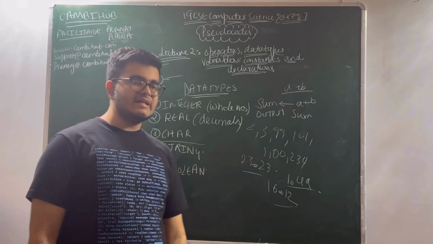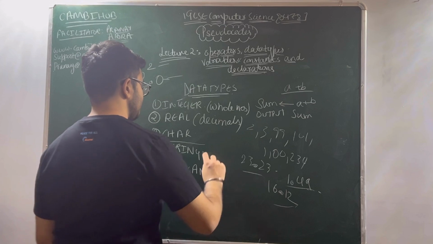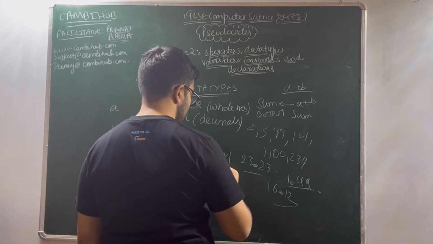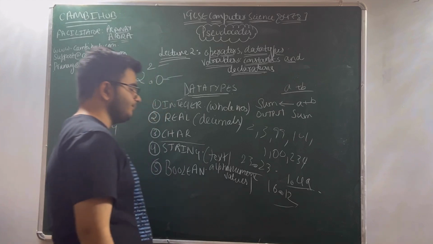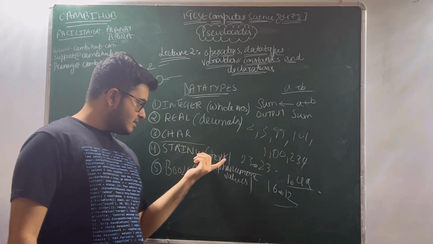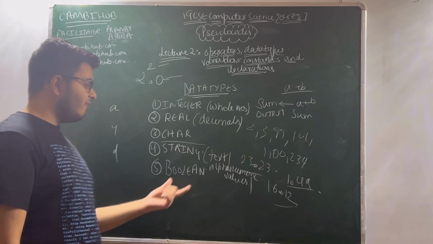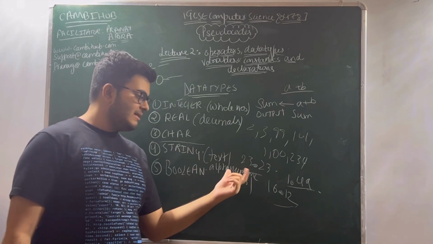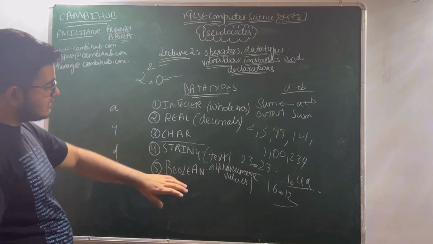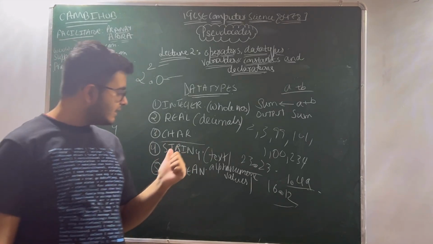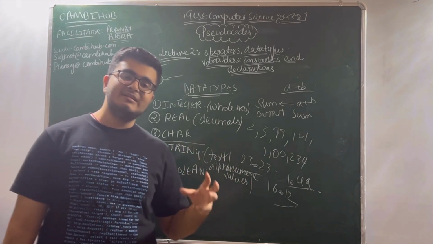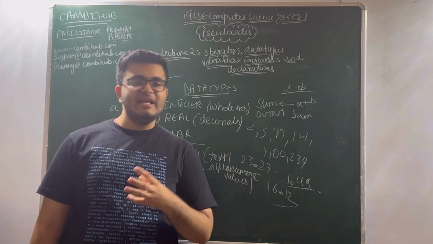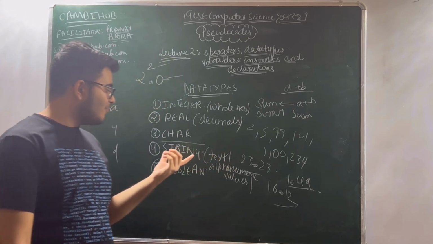String stores alphanumeric values. It stores text or alphanumeric values. What is this text? What is this alphanumeric? Alpha means alphabets, numeric means numbers. So it stores a mix of text and numbers, but it stores text. Even if I try to store a number in a string, it will blindly consider that number to be text. This is the property of string.